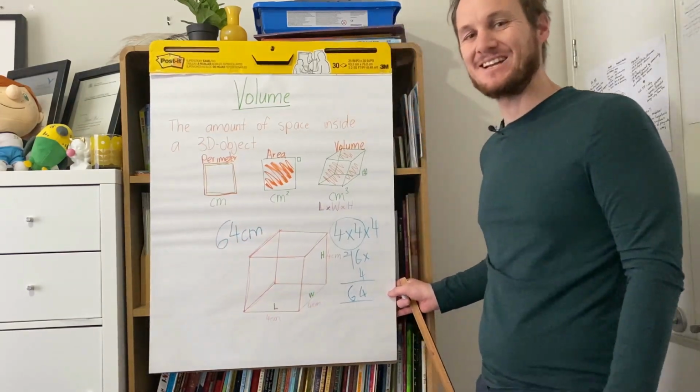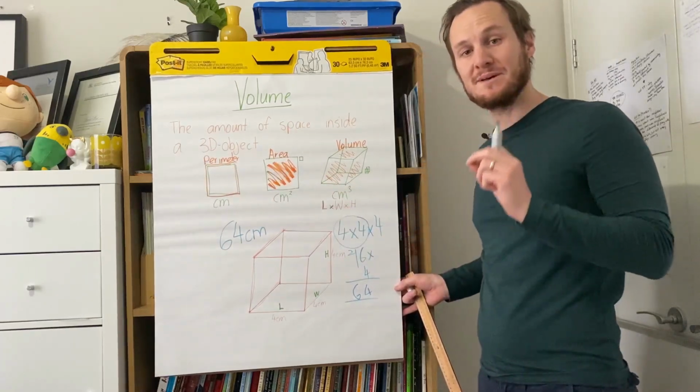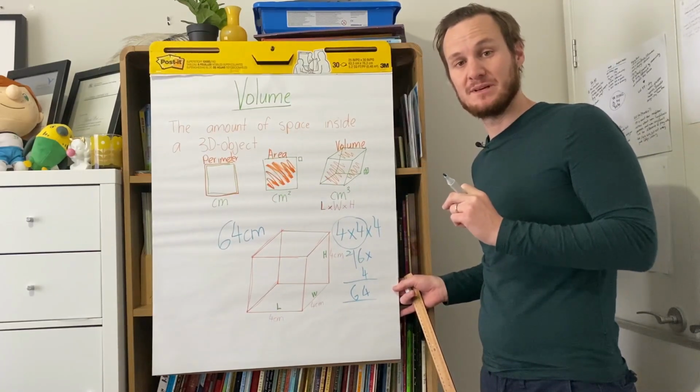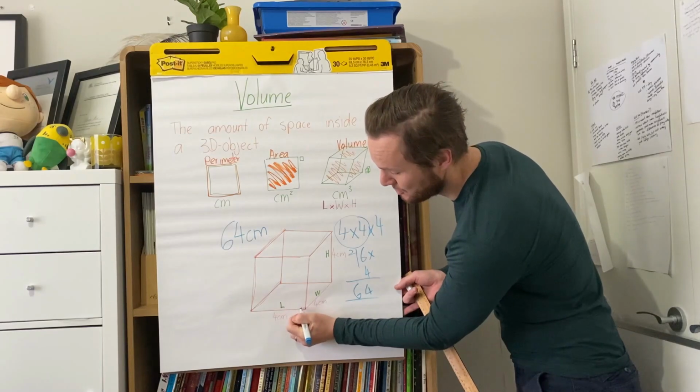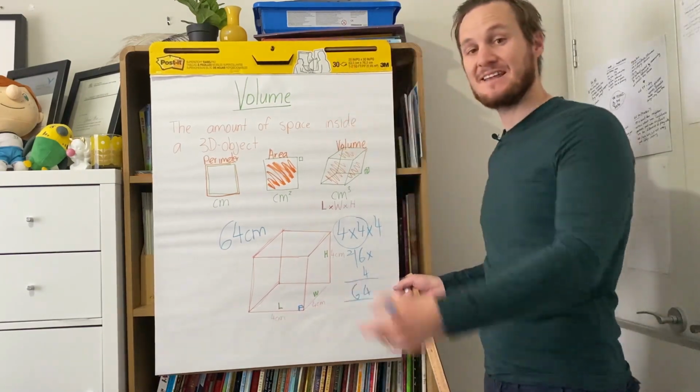Now, if you were going to write that in a test once again, I would mark it as incorrect. Okay, because 64 centimeters, you're talking about perimeter, but we're talking about volume. So we're talking about how many little cubes can fit inside that shape.